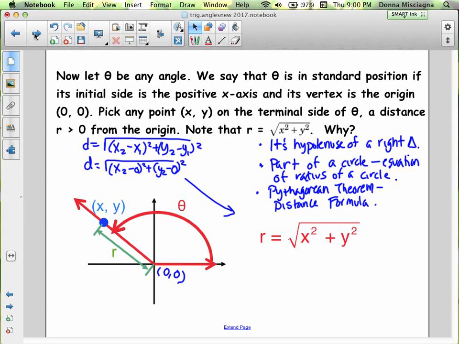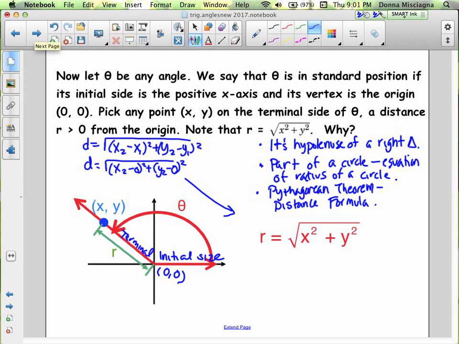We can let theta be any angle. We say that theta is in standard position if its initial side is on the positive x-axis. So this is always going to be the initial side. Always measure it from the x-axis, and then we'll see how far our angle turns to get to the terminal side, and this is the terminal side.